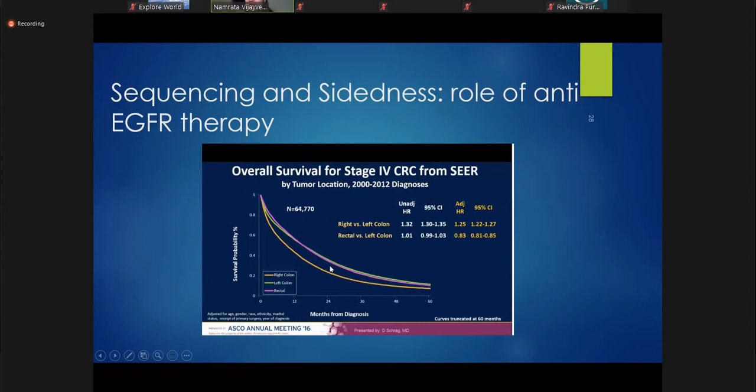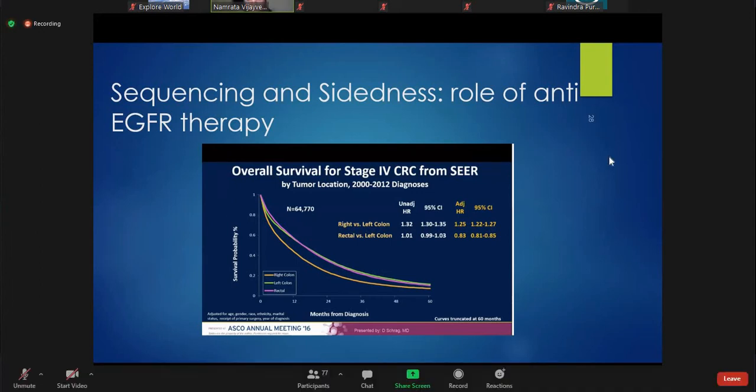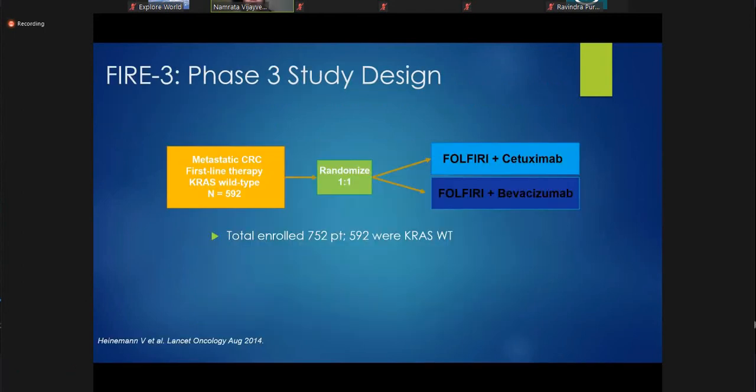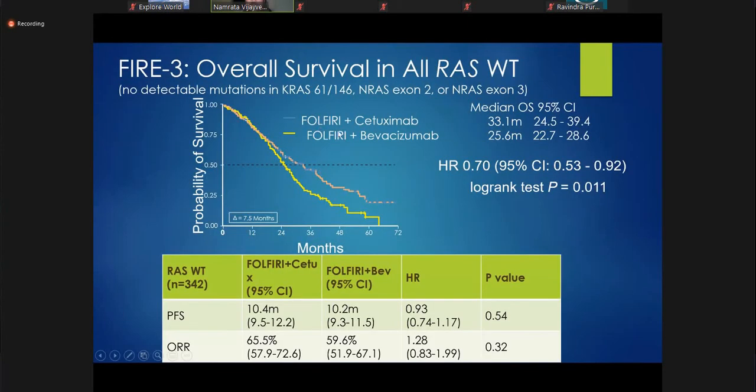Based on this data, there were a lot of studies going on with frontline therapy with cetuximab or bevacizumab, asking which should be used first in RAS wild type colorectal cancer. There were 2 studies, FIRE-3 and CALGB 80405. FIRE-3 was simple, a 1-to-1 randomization, FOLFIRI-Cetux versus FOLFIRI-Bev in RAS wild type. This was KRAS wild type at the time. You can see here this was the only study where FOLFIRI-Cetuximab actually did better than the FOLFIRI-Bev arm. The median OS was 33 months versus 25 months.